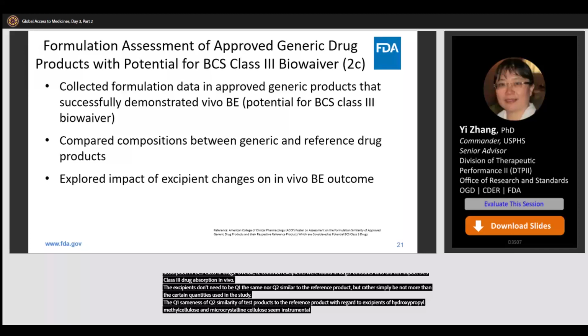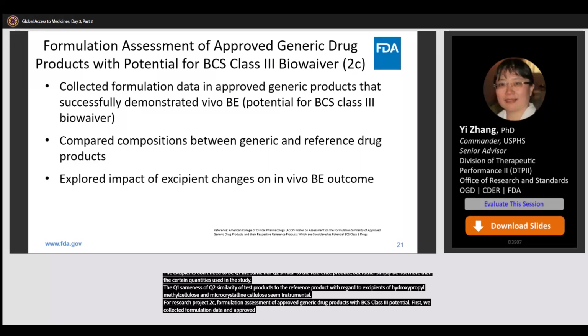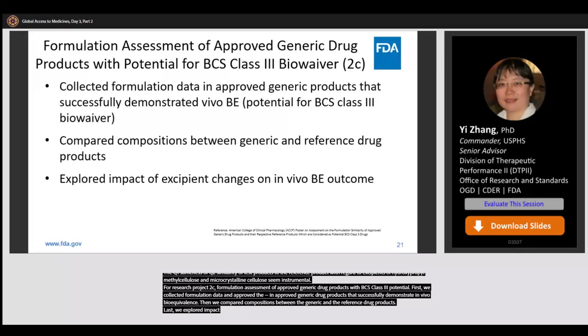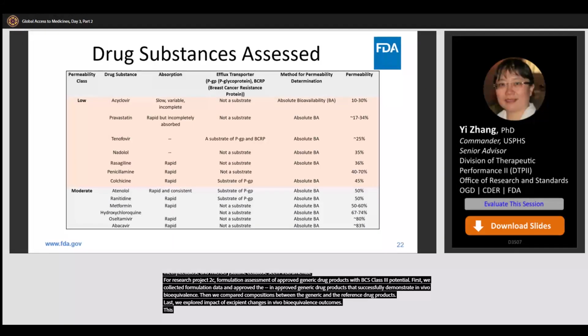For research project 2C, formulation assessment of approved generic drug products with BCS Class 3 potential. First, we retrospectively collected formulation data in approved generic drug products that successfully demonstrate in vivo bioequivalence. Then we compared compositions between generic and reference drug products. Last, we explored the impact of excipient changes on in vivo bioequivalence outcome. This table summarizes all drug substances assessed in Research Project 2C.